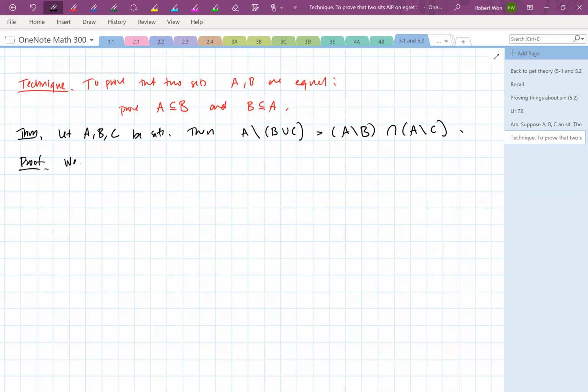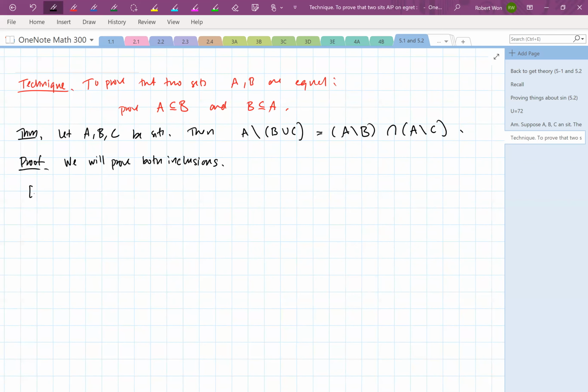So let me just tell my reader what I'm doing. We will prove both inclusions. So I'm telling my reader, in order to prove that these two sets are equal, I'm going to do the technique that I wrote in red here. I'm going to show that the left-hand side is a subset of the right-hand side, and I will show that the right-hand side is a subset of the left-hand side.